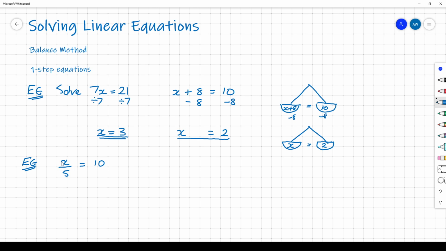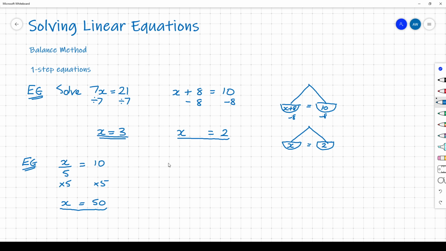How do I turn x divided by 5 into x? Well, basically, we need to get rid of, or transform, divide by 5. To do that, we do the opposite of dividing by 5, which is multiplying by 5. If I do it that side, I do it that side. This will give me x, and this, of course, will give me 50. And you may have noticed that already just by looking at it. 50 divided by 5 is 10.